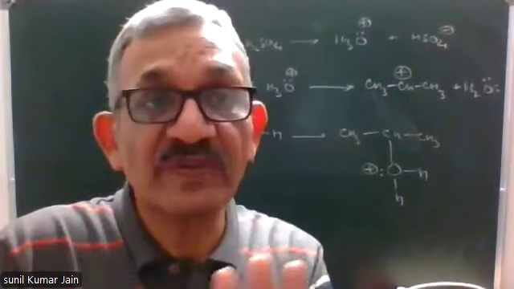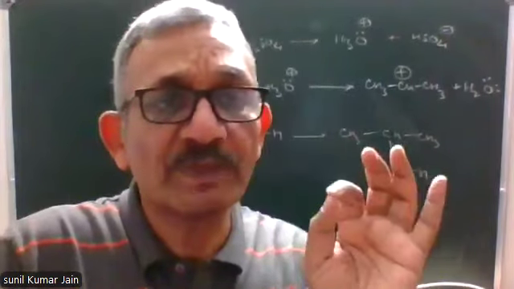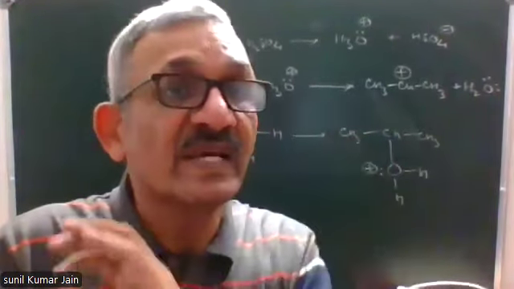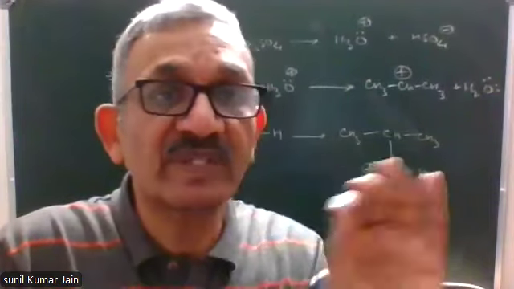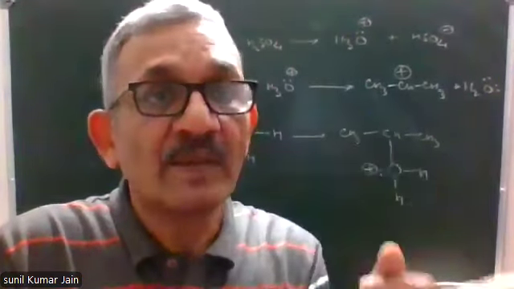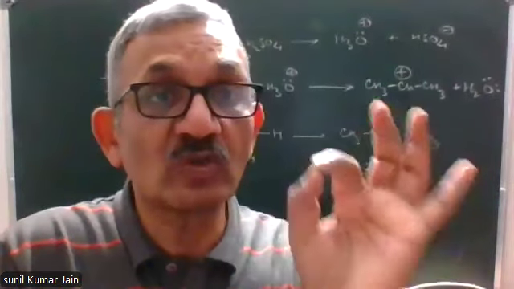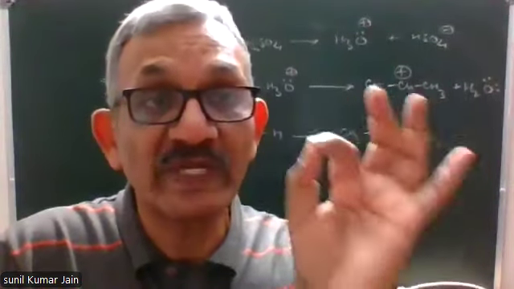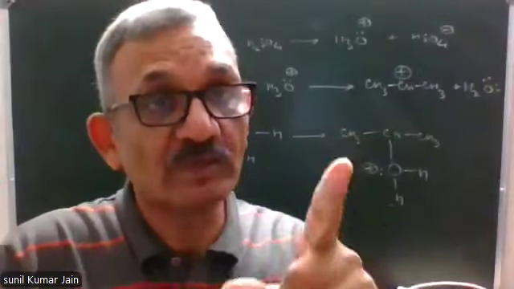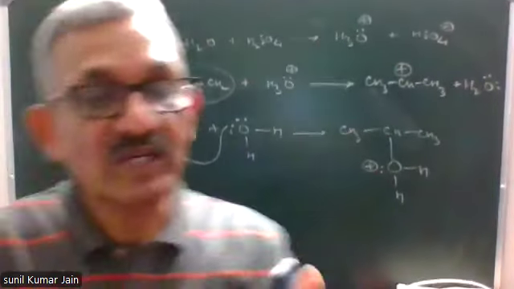The examiner, the question paper setter, clearly specifies that if the child has written everything correctly in the mechanism but has not drawn proper arrows, give 0, don't give even 20-25% marks. So be very careful. Next item, step 3.